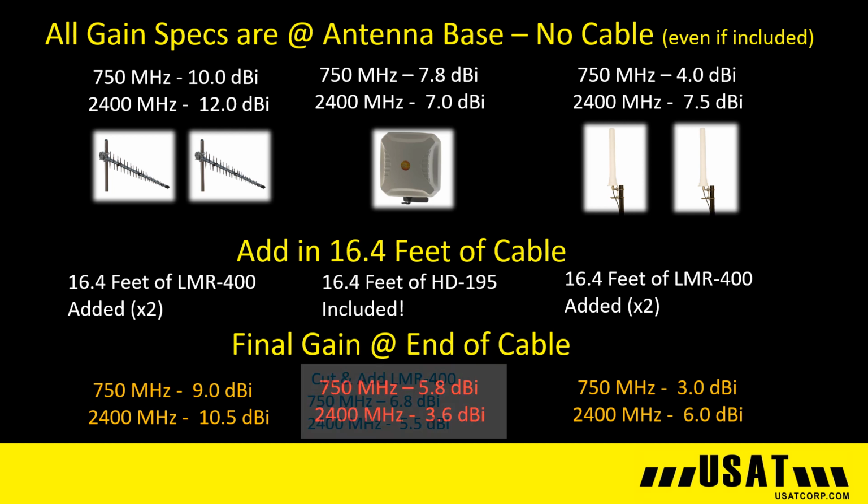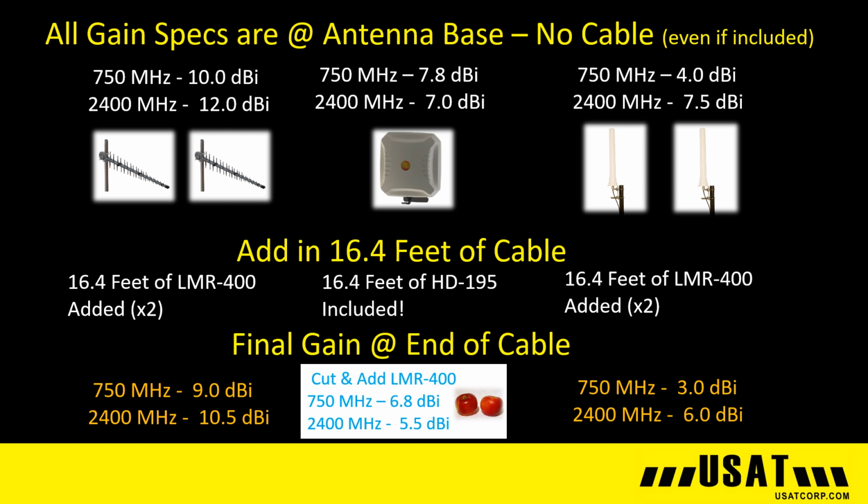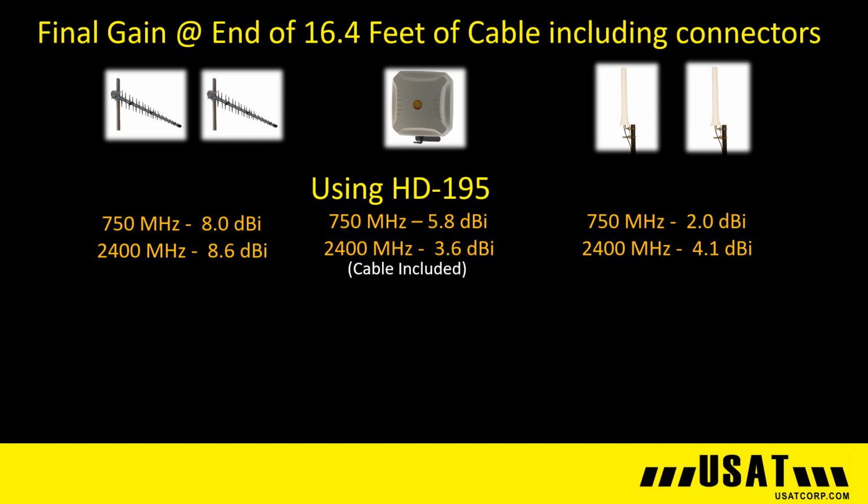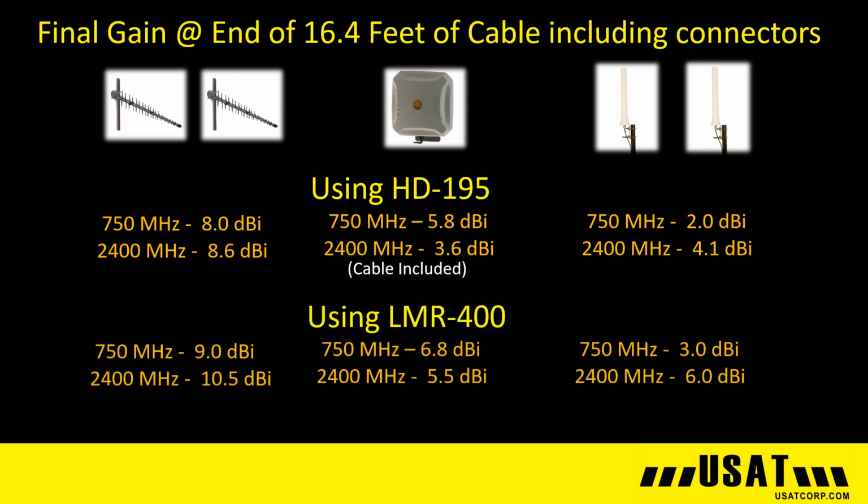Now for a full apples to apples comparison, we could cut off the HD 195 on the X-Pole 2 and add in LMR 400, and these are the results. On this slide I show all three solutions using HD 195 versus LMR 400. You can see that the difference is 1 to 2 dB, but that is just 16 feet. The numbers are much more dramatic when you approach 50 feet. We generally suggest to use LMR 400 for any application over 25 feet, and for rural applications you should consider using LMR 400 for any length of coax.